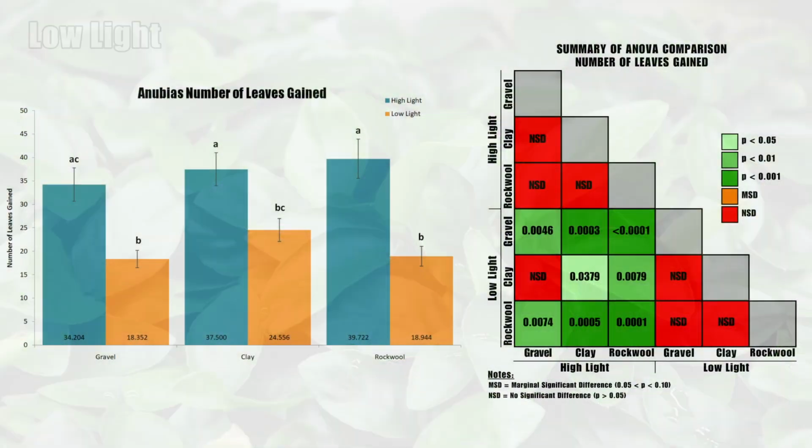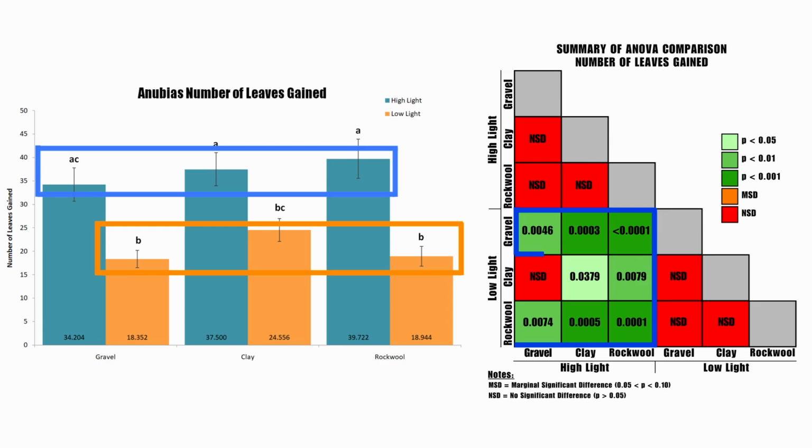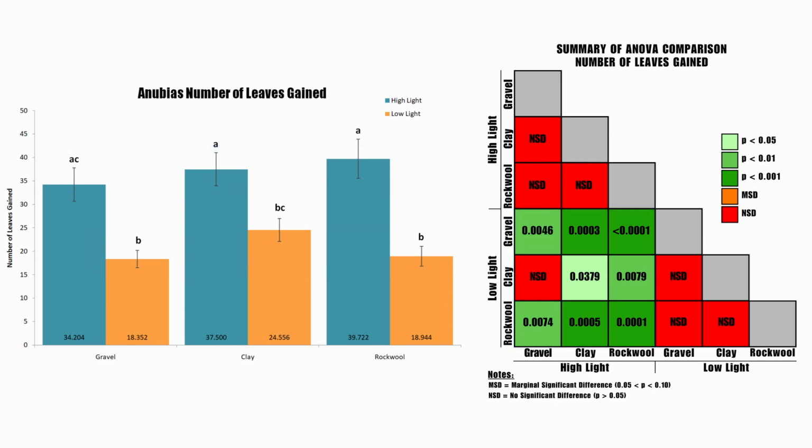And we can see here with the statistics, this is highly significant, and our ANOVA matrix shows that most of the highlight treatment options, again, regardless of the substrate, were statistically different from most of the low light treatments. The only exception there is the highlight gravel treatment was not statistically different from the low light clay treatment.